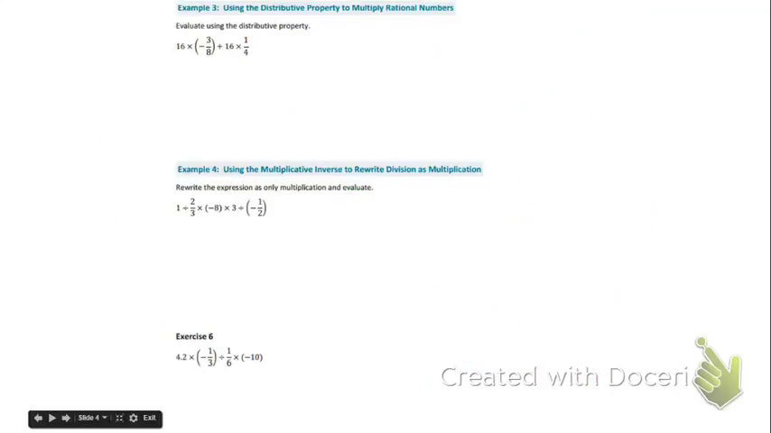So example 3, using the distributive property to multiply rational numbers. They're asking you to evaluate using the distributive property. If you notice, they have actually distributed it out already. You can see they have 16 times 3/8 and then 16 times 1/4. You can put these together: you could put 16, times 3/8 plus 1/4. You can do that.